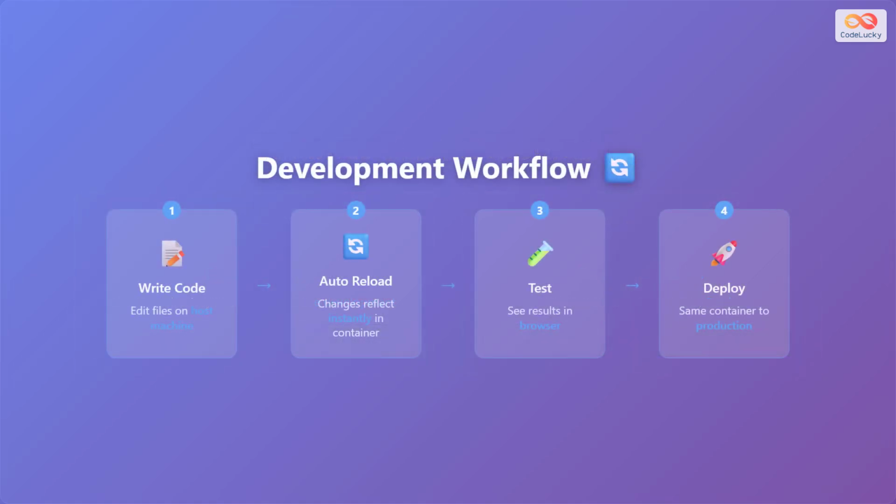Let's outline a typical development workflow using Docker. First, you write code and edit files on your host machine using your favorite IDE. Second, with bind mounts, changes are reflected instantly in the container. Third, you test your application and see the results in your browser. Finally, you deploy the same container to production, ensuring consistency between development and production environments.